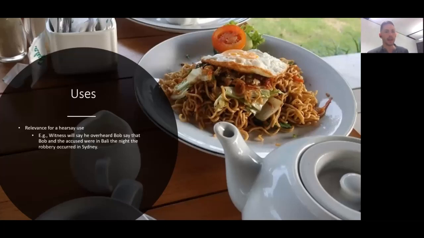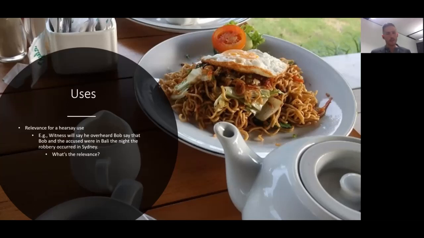So the example I give here is that maybe you want to call a witness that will say that he overheard somebody else talking to the accused, and they were saying that they were in Bali the night that a robbery occurred in Sydney. So here, just from a starting point, it seems like the relevance is, if that's accepted, then this is exculpatory: the accused did not have the opportunity to commit the crime that was in Sydney, that was in a different place.